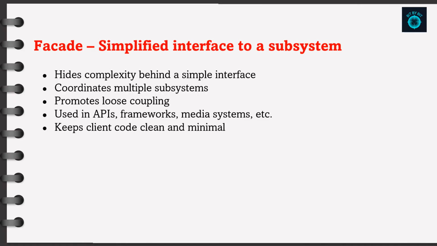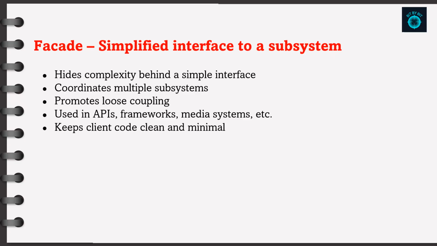The Facade pattern provides a simplified interface to a larger and more complex system. Instead of exposing all the methods and details of many subsystems to the client, the Facade hides that complexity and exposes just what the client needs. It acts like a wrapper or a front door, coordinating multiple parts under the hood. This promotes loose coupling because the client no longer needs to know how each subsystem works. It just talks to the Facade.